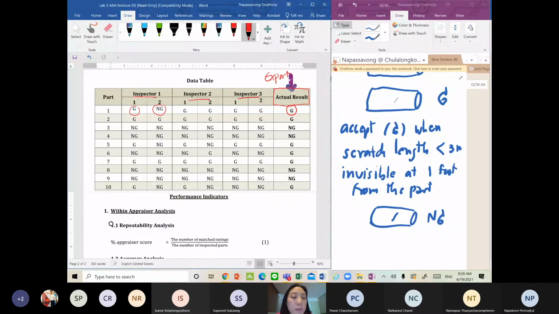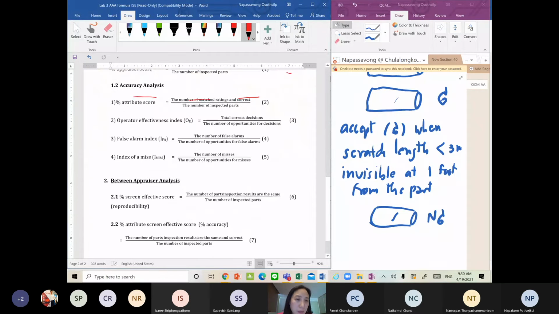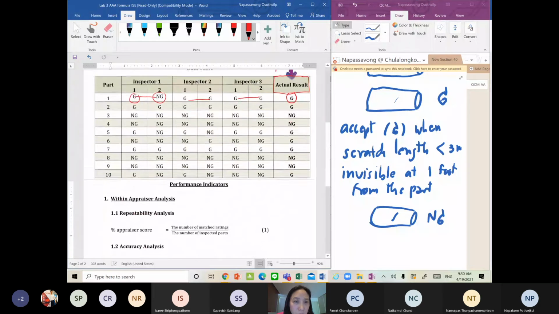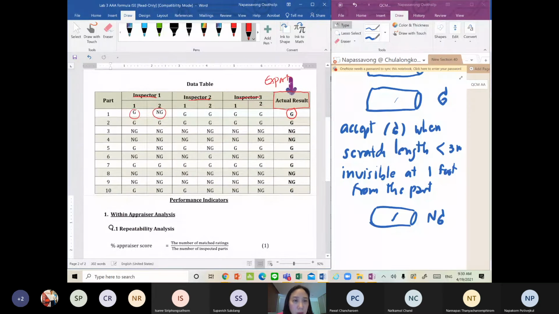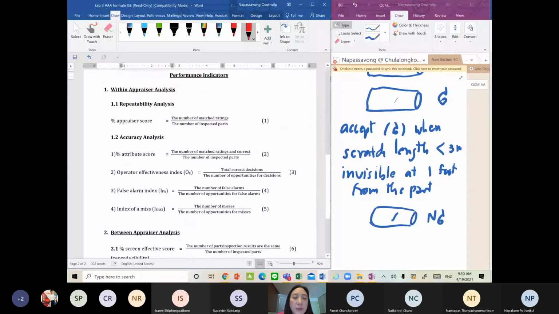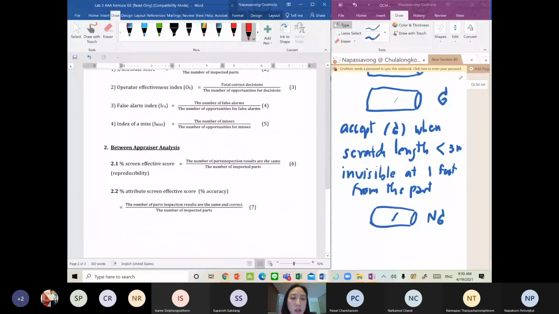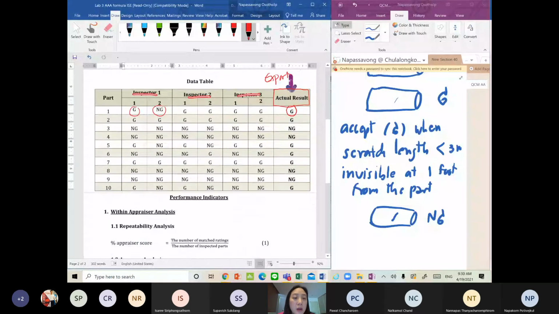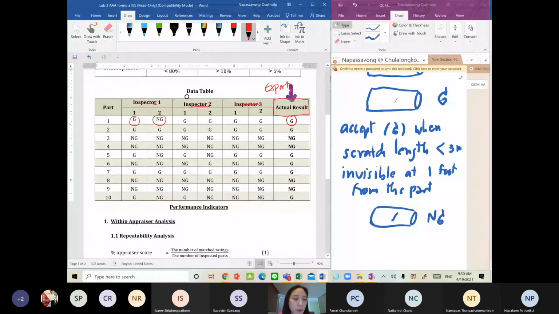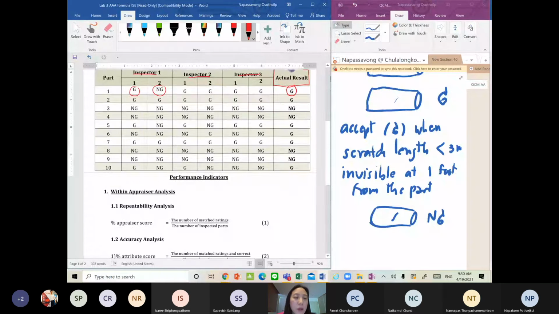Now people think about many things. If you take a look at this, people have set up many indicators to judge the accuracy and repeatability of the inspection result. We will learn each one, one by one. The first one.